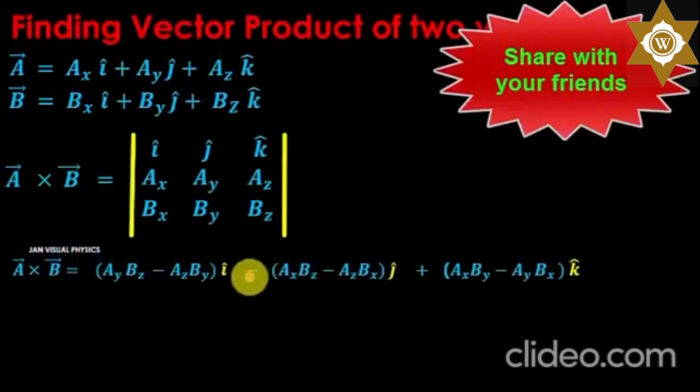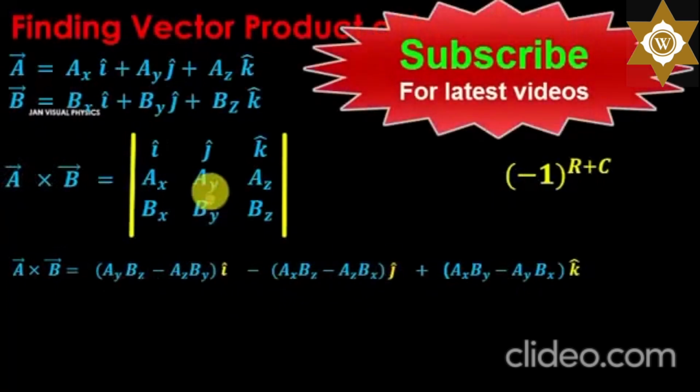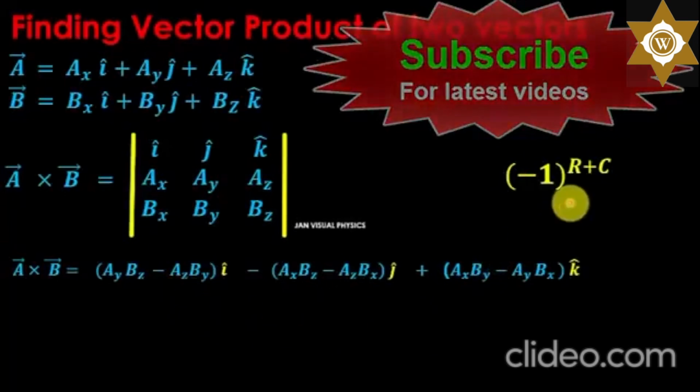Here we can see a minus sign. Where does this minus sign come from? This minus sign comes from the power of minus 1. The power of minus 1 is multiplied with each term. For the second term, j is in the first row and second column. So 1 plus 2 is equal to 3. Minus 1 to the power 3 is equal to minus 1. And when we multiply minus 1 with this term, the minus sign comes here. Similarly, you can check that the rest of the terms are positive.